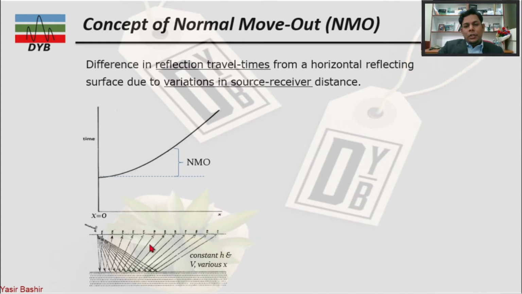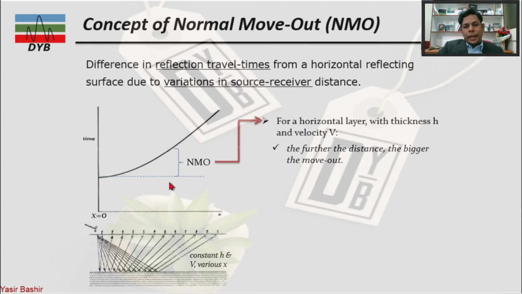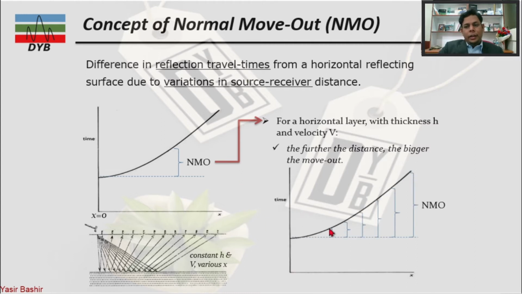Once your offset is increasing, meaning how far your far offset is, then your NMO will be increasing as well. For a horizontal layer with thickness h and a given velocity, the further the distance, the bigger the moveout. As I mentioned, as the offset is increasing, your moveout will be increasing as well. You see at the near offset you have small NMO, and as you go farther away, your NMO is increasing.